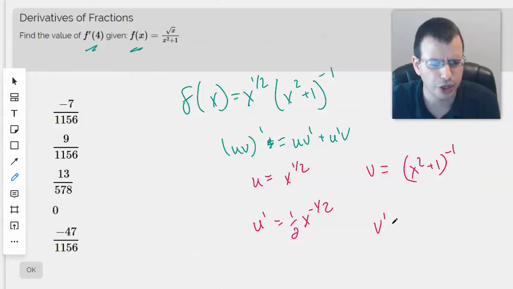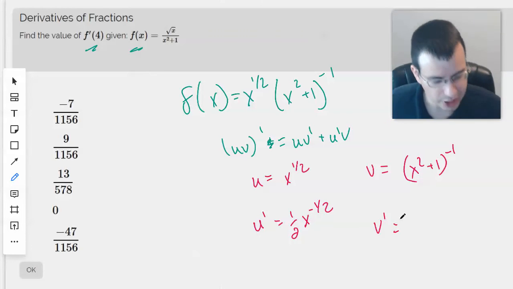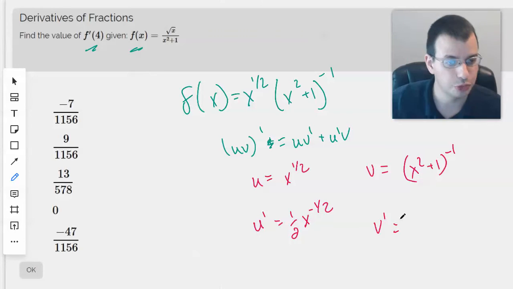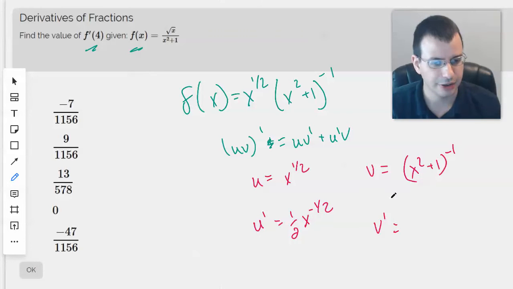You might be wondering, why don't I use the quotient rule? I just don't like the quotient rule. For me, I prefer to just get good at the product rule, and that way I don't have to worry about forgetting the formula for the quotient rule.